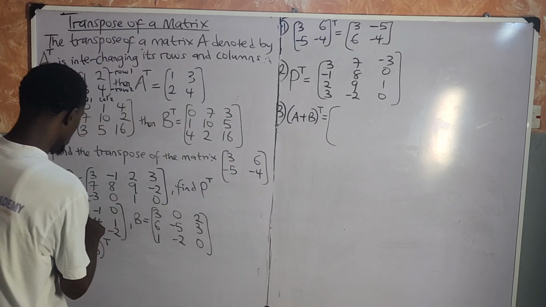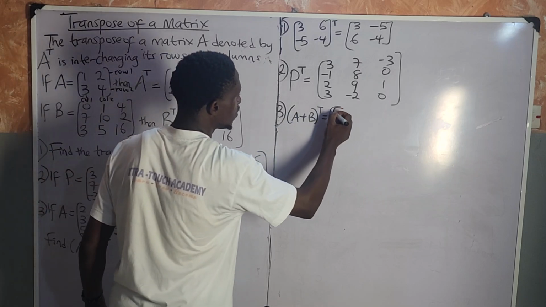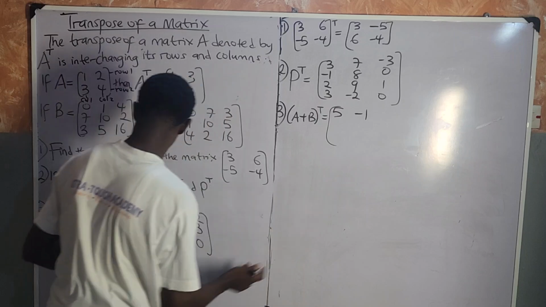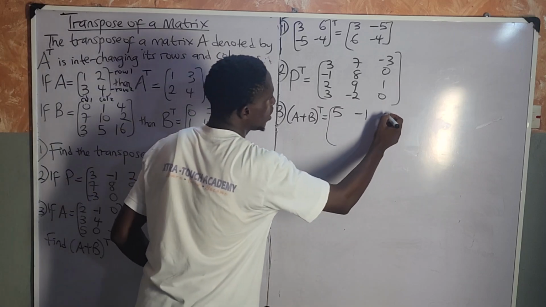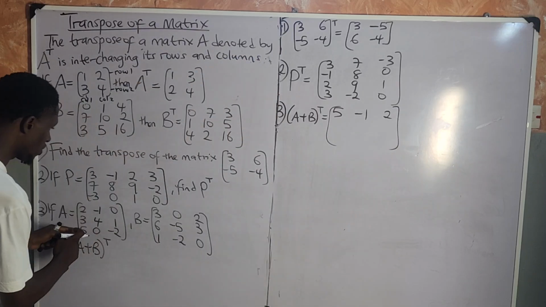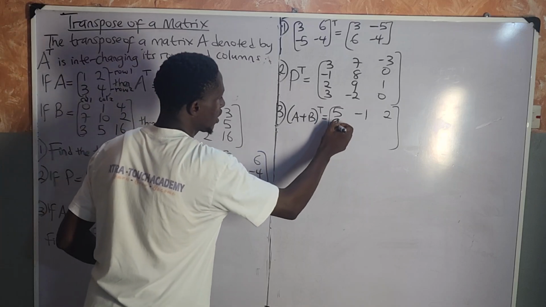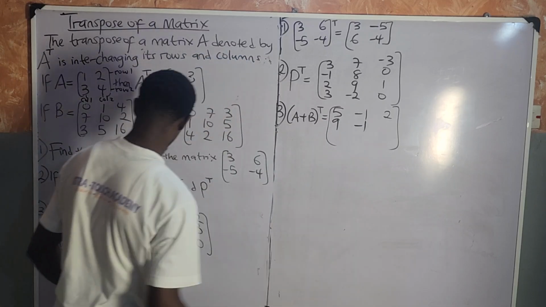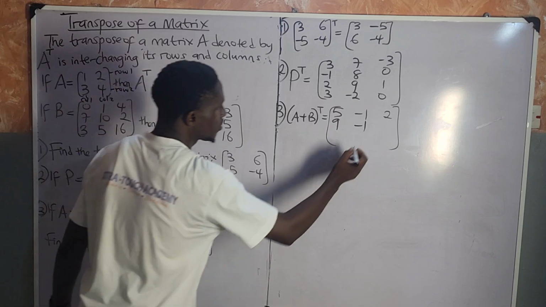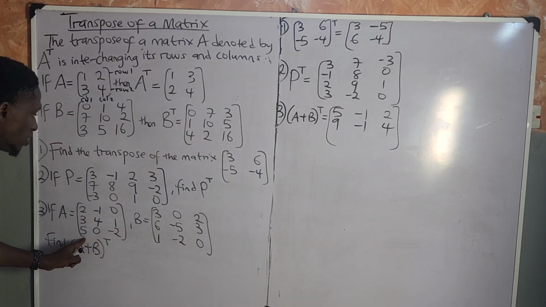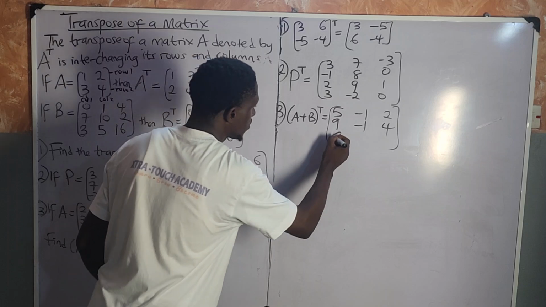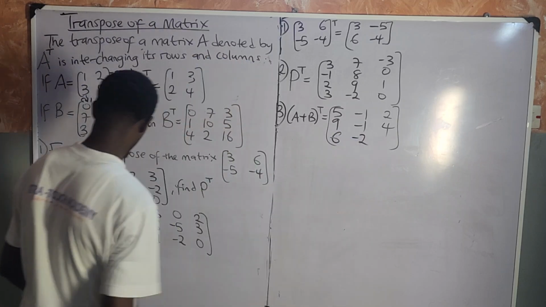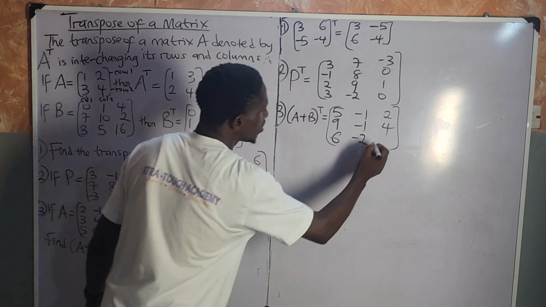Remember how we used to do it. So let's add. 2 plus 3 is 5. Minus 1 plus 0 is minus 1. 0 plus 2 is 2. We go to this. 3 plus 6 is 9. 4 plus minus 5 is minus 1. 1 plus 3 is 4. Then we go to this. 5 plus 1 is 6. 0 plus minus 2 is minus 2. Minus 2 plus 0 is minus 2.